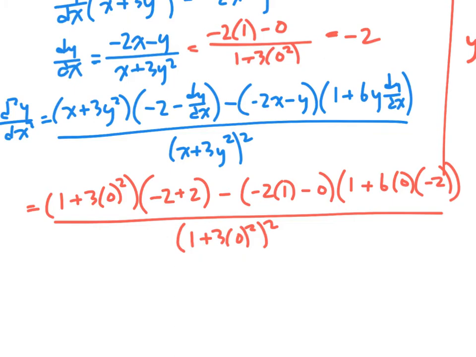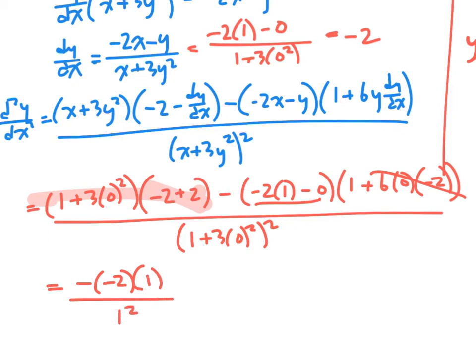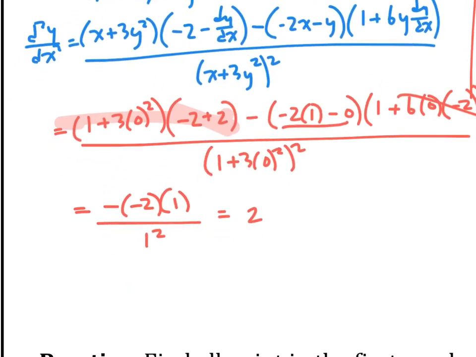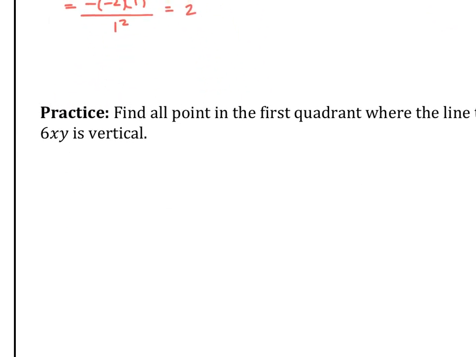All right, let's look at which terms are going to end up 0, so we don't have to care. This one's going to be 0, so that makes the whole thing 0. I think that's all we can simplify. This part is negative 2, so negative 2 times this part is 0, so 1 over 1 squared. So this is 2. So much easier if you evaluate as you go. All right, let's have you practice.